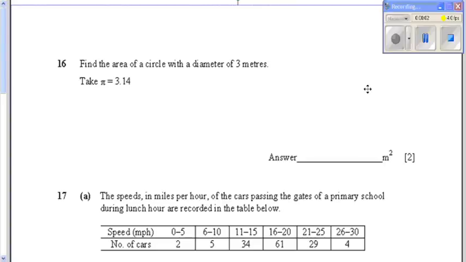Okay, there's question 16 for the area of a circle. If you want to switch off the video and have a go at that, we'll check your answer in a minute.